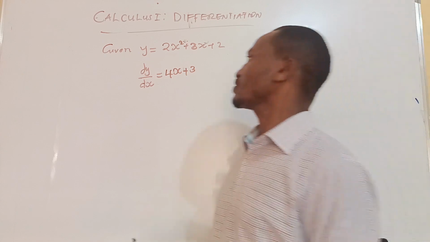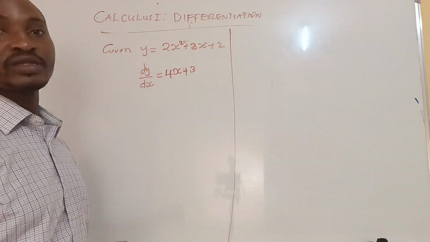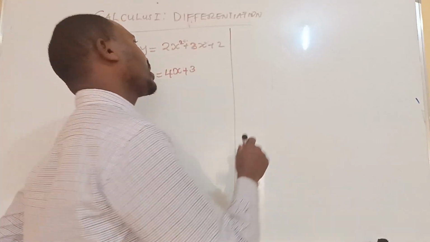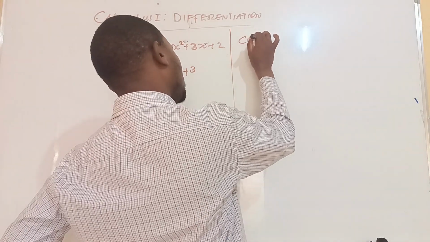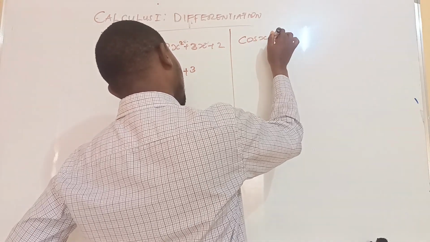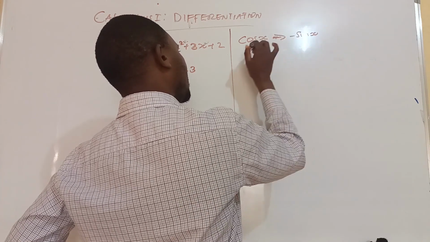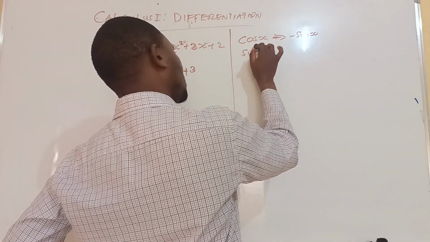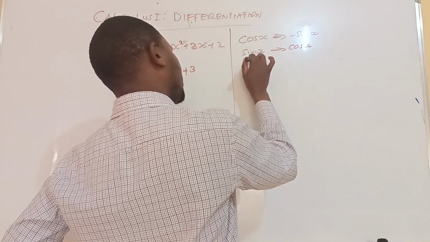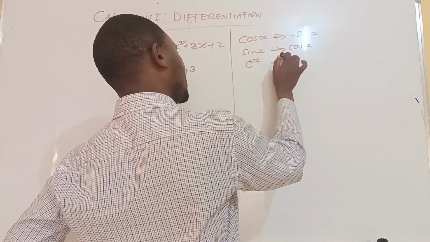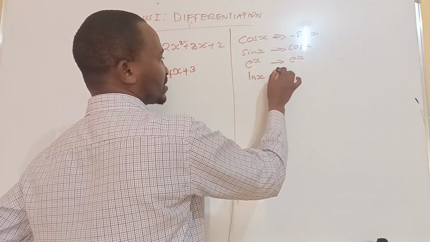I'm also going to assume by now you should be able to use tables of common derivatives. For example, you should be in a position to know the derivative of cosine x. If you differentiate that, you get negative sine x. The derivative of sine x is cosine x. The derivative of exponential x is exponential x. The derivative of natural logarithm of x is 1 over x.